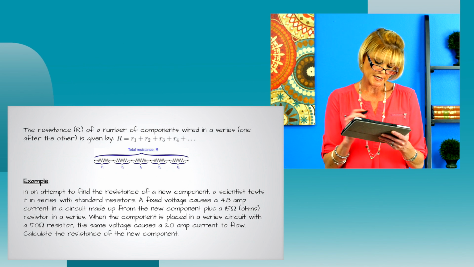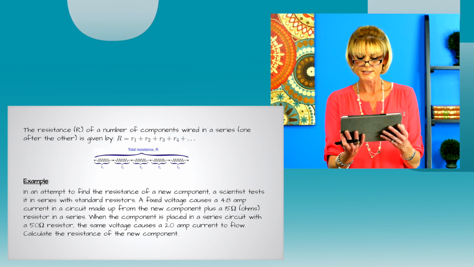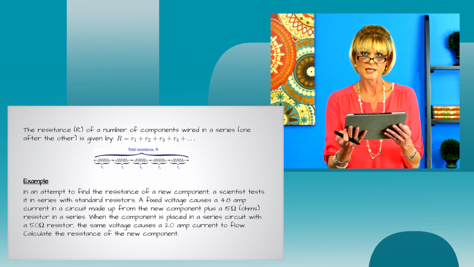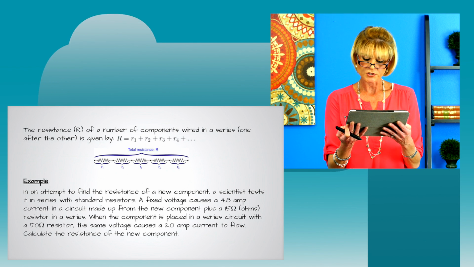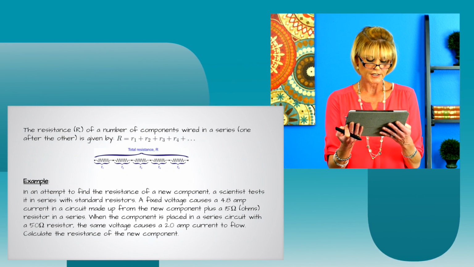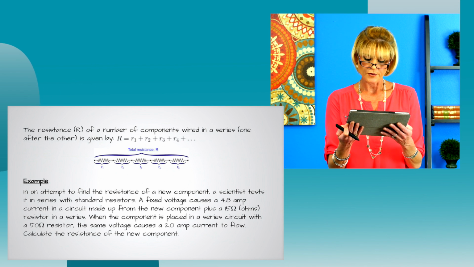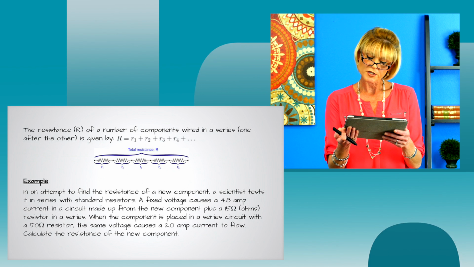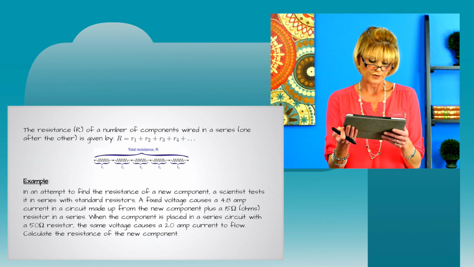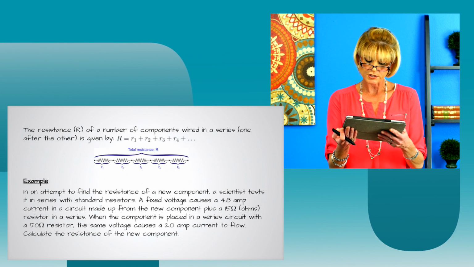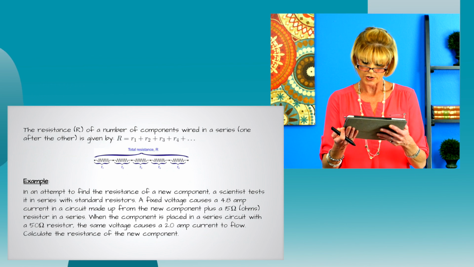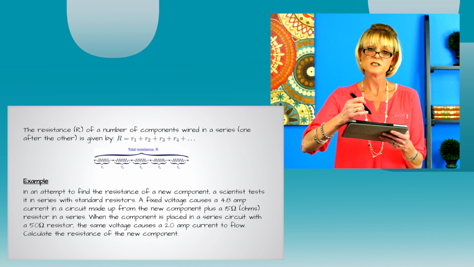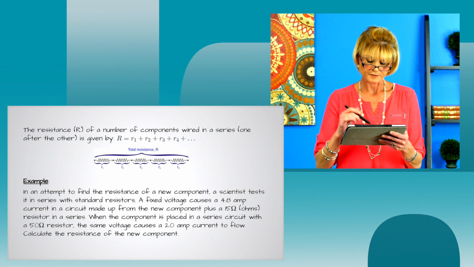Here's our example. In an attempt to find the resistance of a new component, a scientist tested it in series with standard resistors. A fixed voltage causes a 4.8 amp current in a circuit made up from the new component plus a 15 ohm resistor in series. When the component is placed in a series circuit with a 50 ohm resistor, the same voltage causes a 2.0 amp current to flow. Calculate the resistance of the new component.